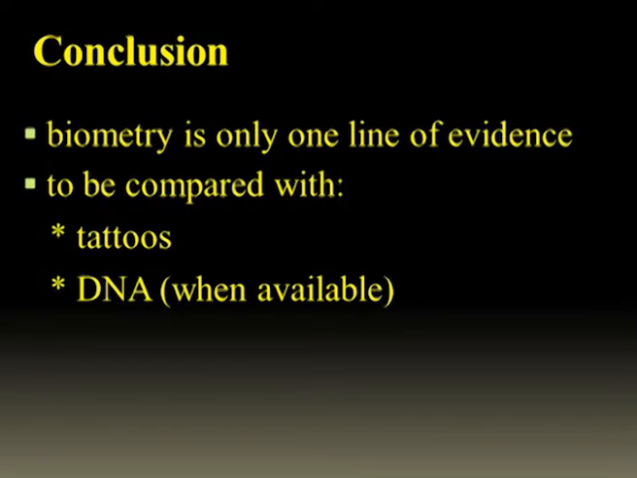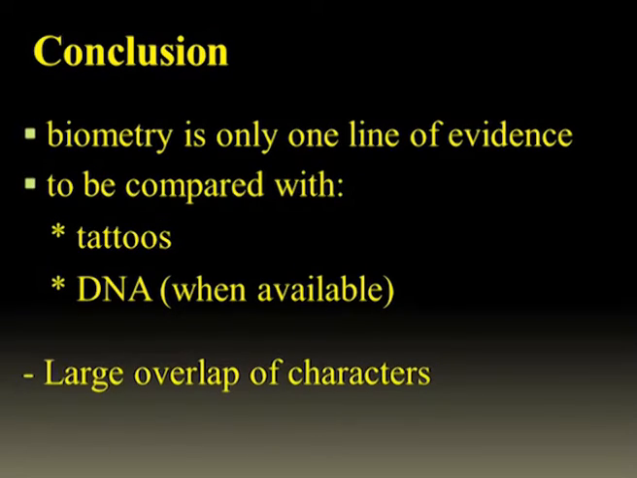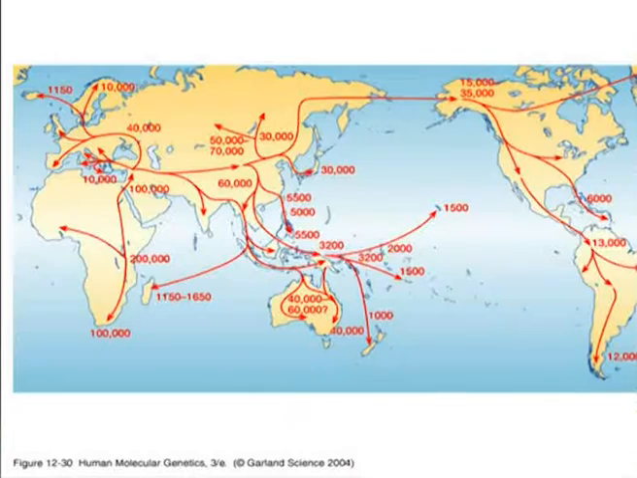DNA, we will show with the next presentations, is not always available. But in any case, we have a large overlap of characters, so we can only make statistical studies to attribute any head or any skull to a given population. But what is shown by this kind of studies, either DNA or biometric studies, is the long history of migrations of mankind from Africa. This dates from about 200,000 years in the out of Africa theory.